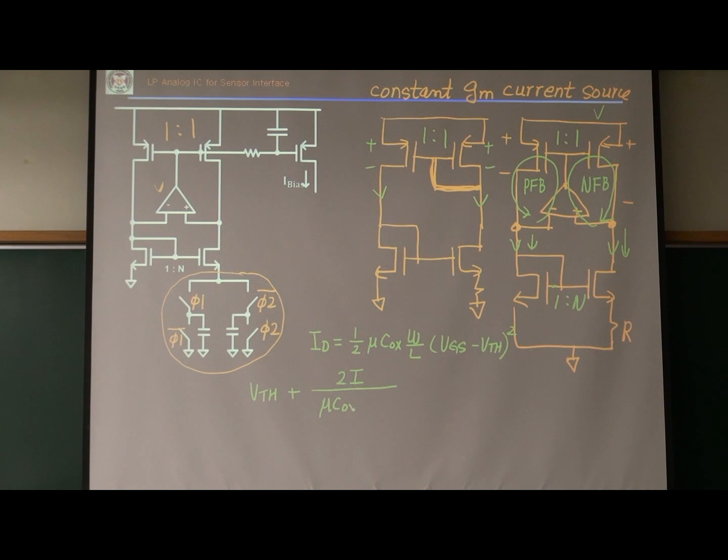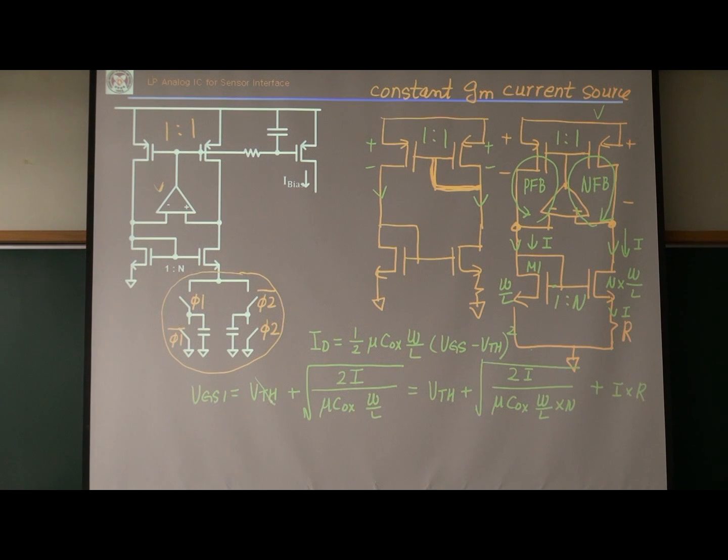mu Cox W over L. This W over L is this one, and this one is N times W over L. So this is the gate-source voltage of the left-hand side transistor, M1. The gate-source voltage of the right-hand side transistor is, assuming the VTH are the same and the same current flows, the square root of I over mu Cox W over L times N, plus I times R. That's the voltage drop across resistor R.